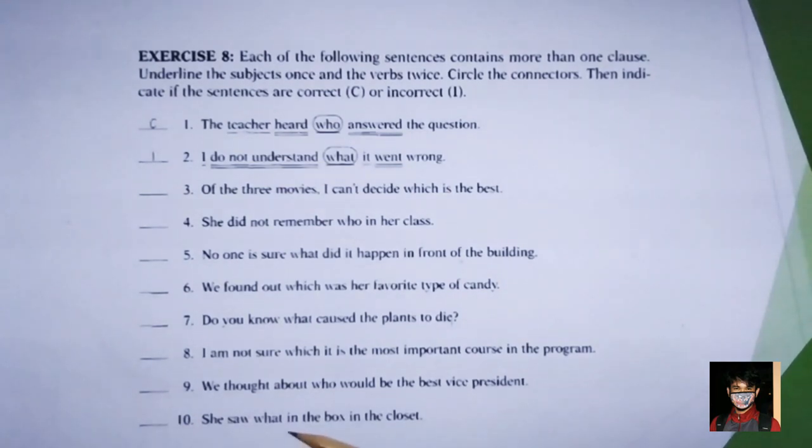Why? Because there is no was. So the to be is supposed to be was. Why was? Because saw is past tense. She saw what was in the box in the closet. So that's about exercise 8.